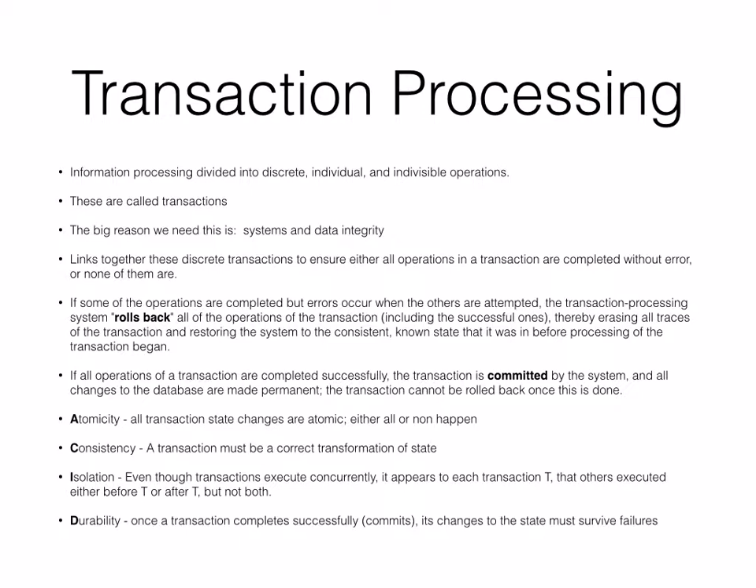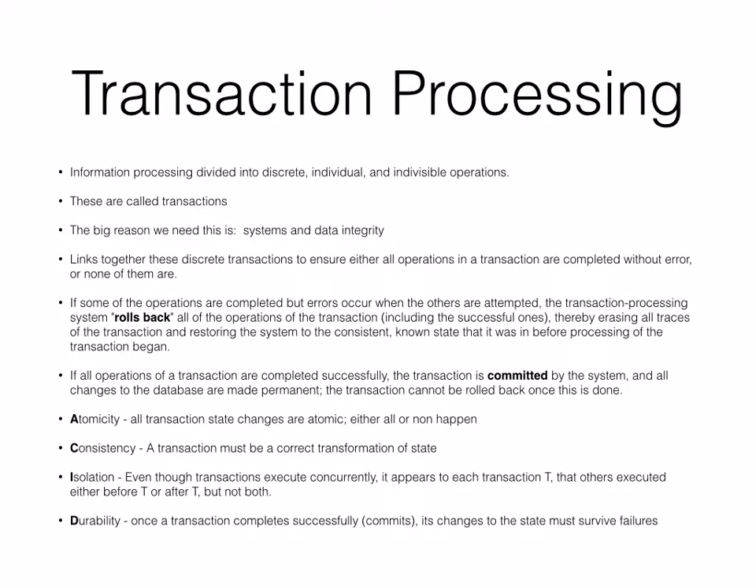Isolation, where even though transactions execute concurrently, it appears that each transaction T executed either before or after the others, but not both. So what that basically means is that transactions will happen in somewhat of parallel, but because of the way time slicing in computing occurs, and transactions are able to process so fast, state changes are mutually exclusive. So they do happen in a very isolated fashion.